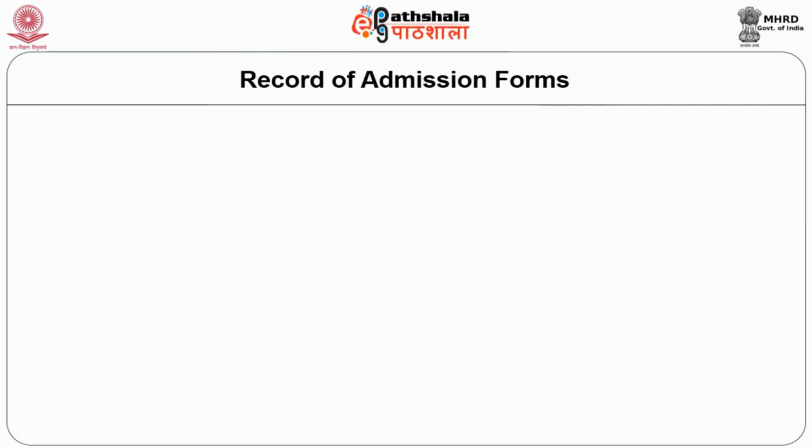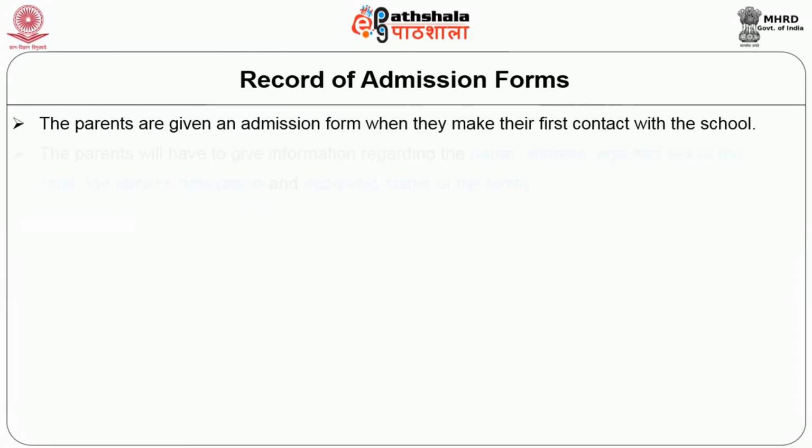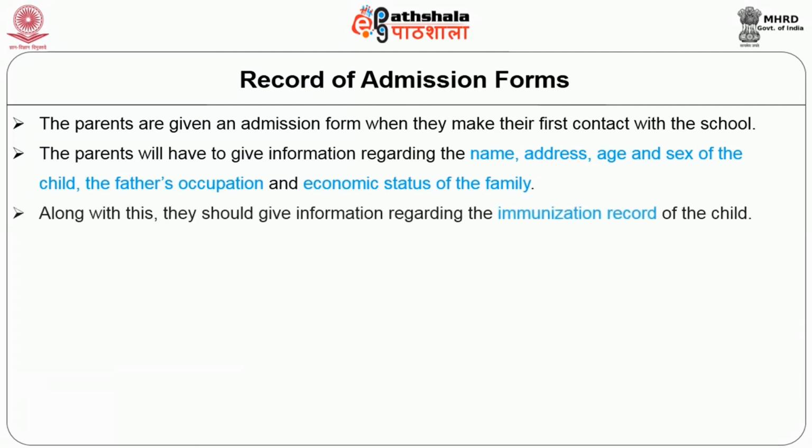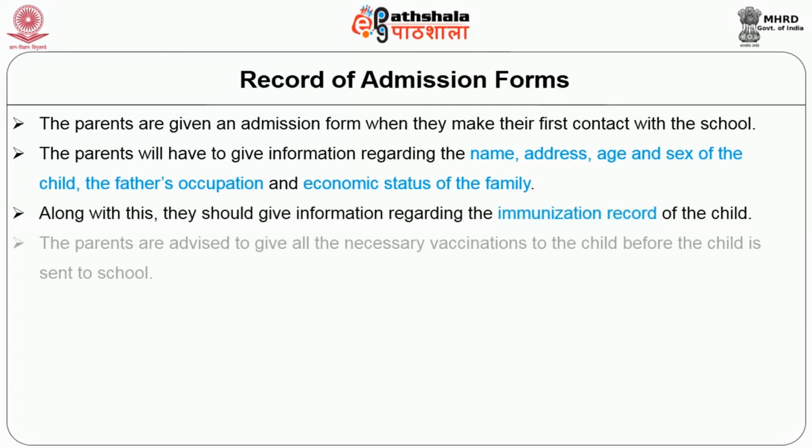Record of admission forms. The parents are given an admission form in which the name, address, age and sex of the child, the father's occupation, the economic status of the family, all these details should be entered. Along with this, they should give information regarding the immunization record of the child. The parents are advised to give all the necessary vaccinations to the child before the child is sent to school.